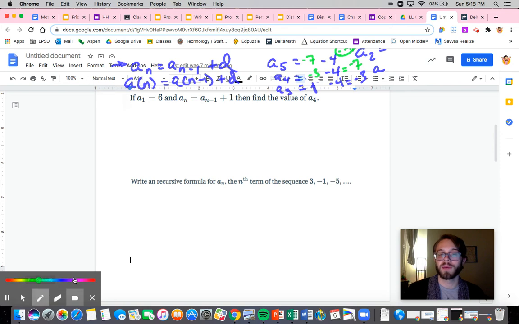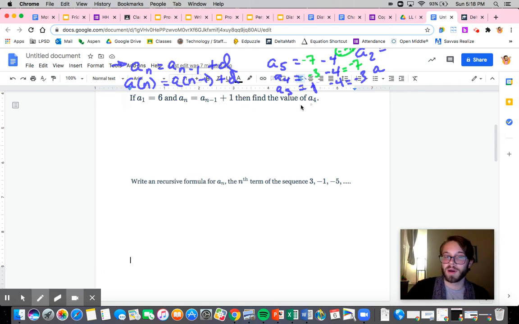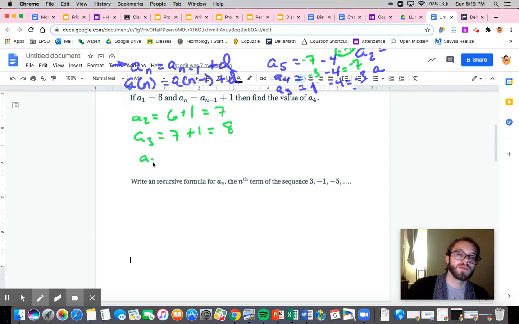So similarly, if we were to find A4, again, I would need to go through those steps. Let's just start at the bottom. A2 is equal to 6 plus 1, which is 7. So A3 is equal to 7 plus 1, which is 8. A4 is equal to 8 plus 1, which is 9.